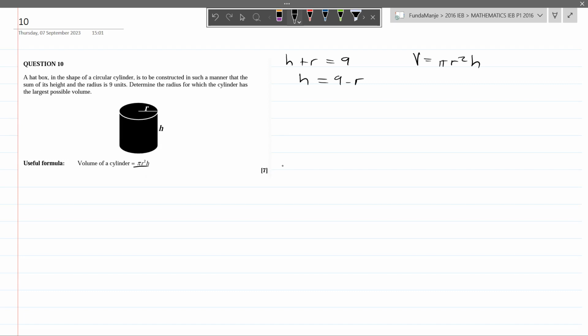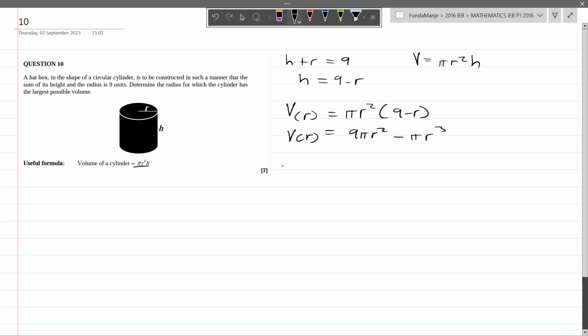So we're going to try and write this volume formula in terms of just radius. So we want to express volume in terms of radius. This will be equal to pi r squared, but then h we're going to now replace with 9 minus r. And from this we can multiply in. This will give us 9 pi r squared minus pi r cubed.